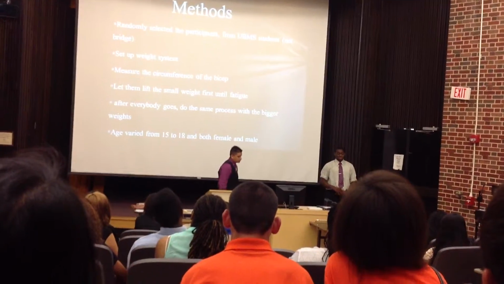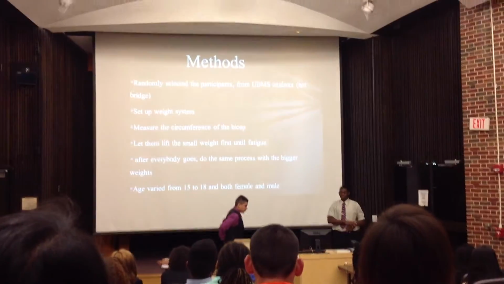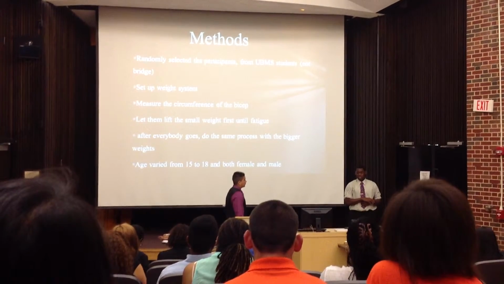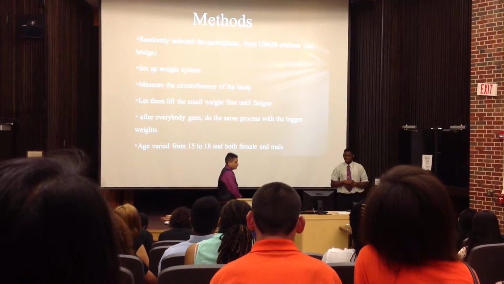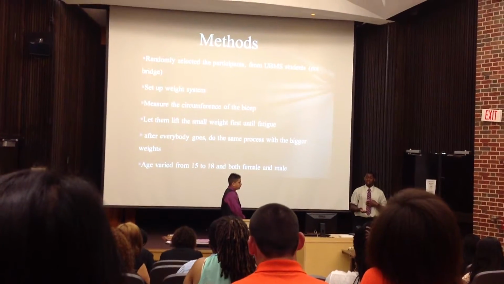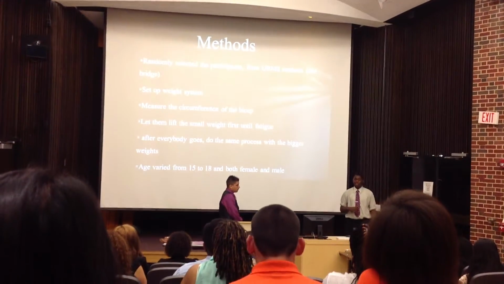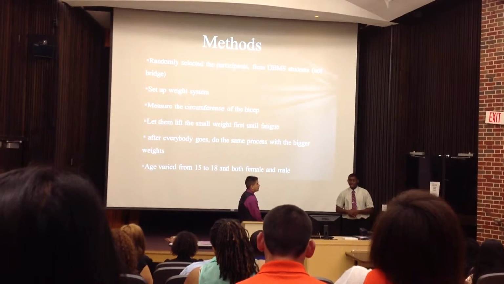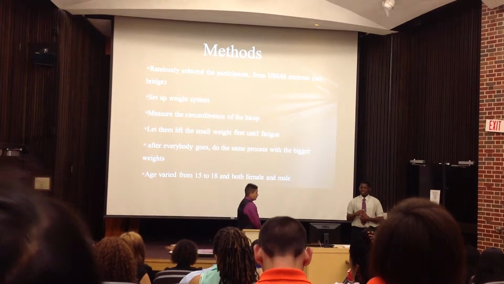The methods that we used in our clinic: we randomly selected the participants, the UDMS students, of course. The weight system, we set that up. We measured the circumference. We then let them lift the first weight, which was 10 pounds, and they had to lift it to see how many times they could lift it until they were tired. They then did that step for the 20 pounds and 30 pounds. And after everybody went, we collected all the data.